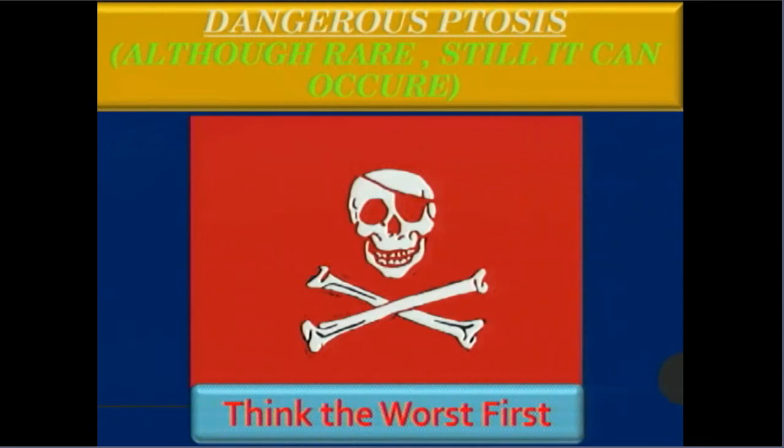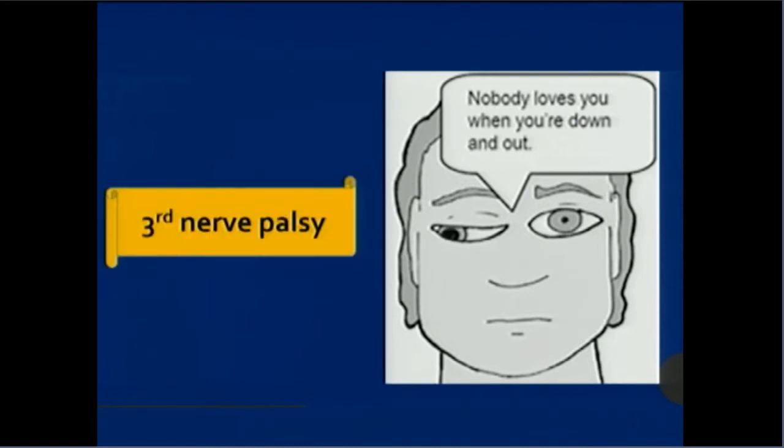So dangerous ptosis, although it is rare, still can occur. So always think about these issues and think the worst first. So we'll start with some of the worst scenarios that you might have in your ptosis cases. So in general, nobody loves you when you are down and out. So when you see such a patient, always think about third nerve, with the whole dilemma of the third nerve ranging from simple medical issue up to surgical issue with posterior communicating artery that might rupture and kill the patient.